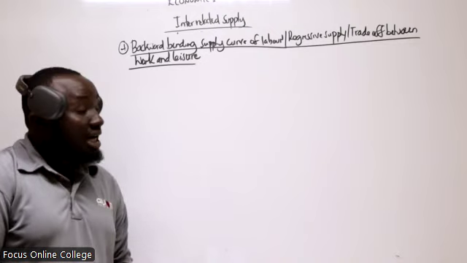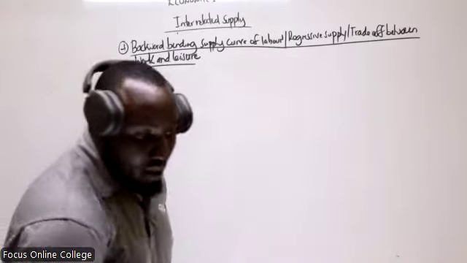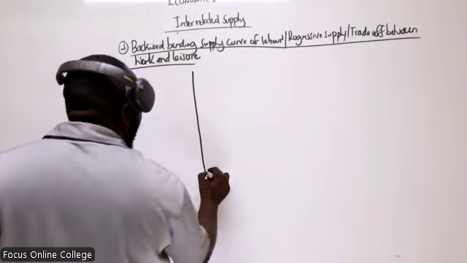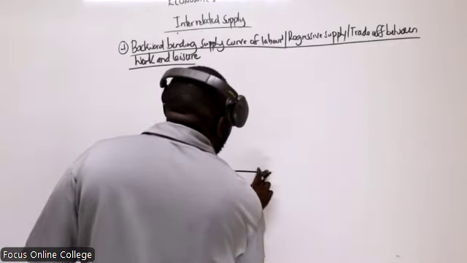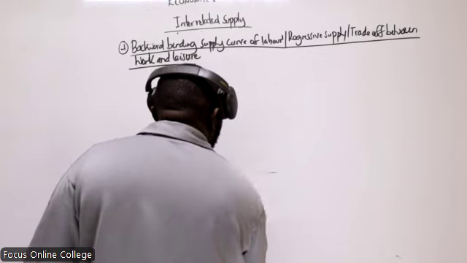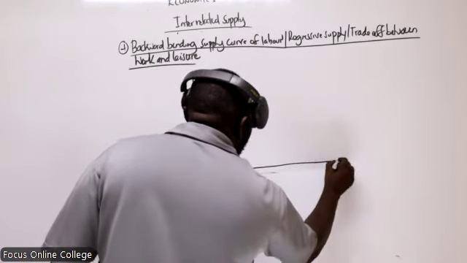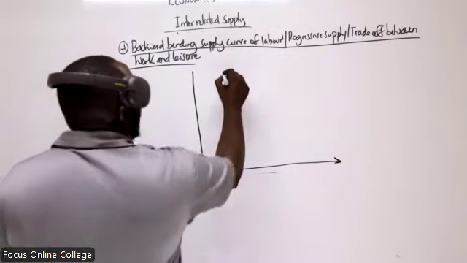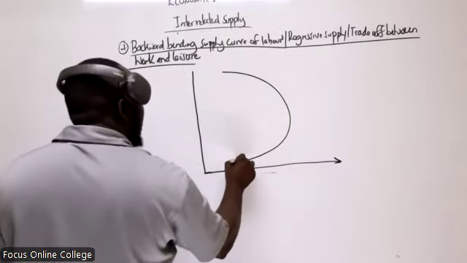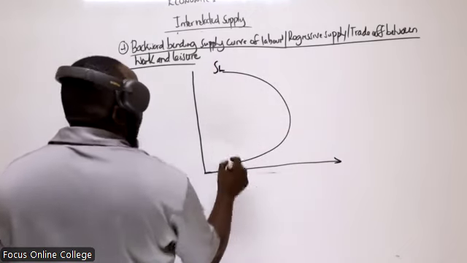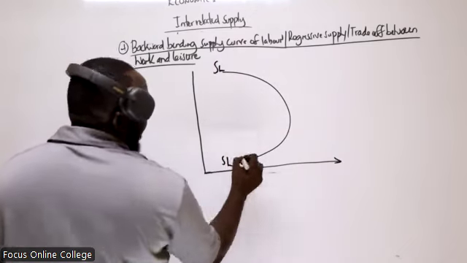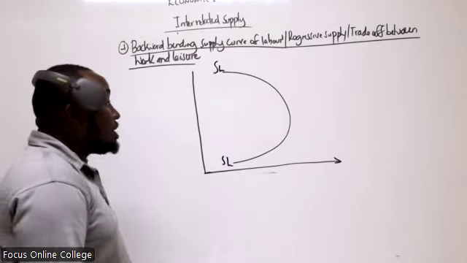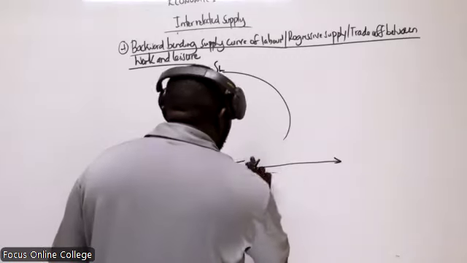So on the trade-off, I want to come up with a diagram. We call it the SL, the supply curve of labor. Wait a minute as we do this.